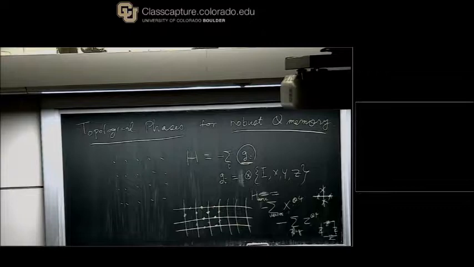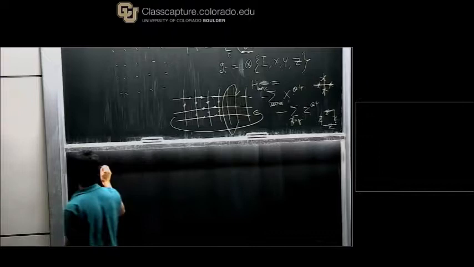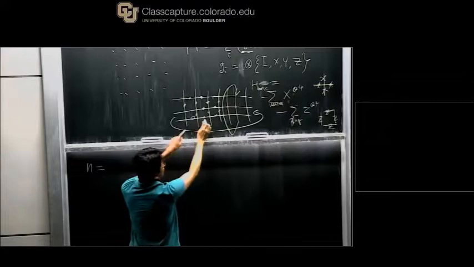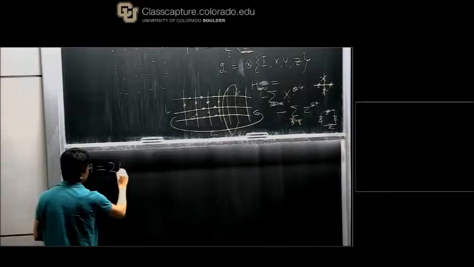Okay, now getting back to Frank's question, how many stabilizer generators are here? How many qubits are here in the first place, if I put in a periodic boundary condition? The number of horizontal edges is, say, L by L. And the number of vertical edges is again L by L. So there are two times L squared qubits.